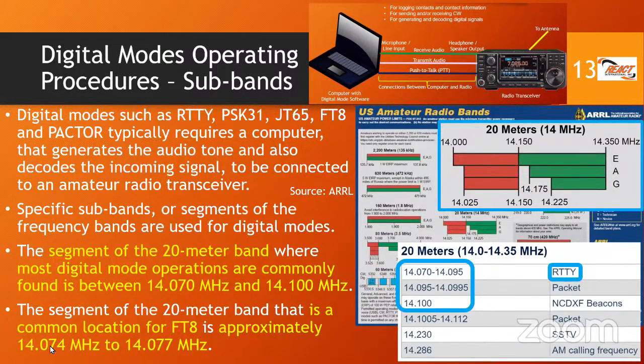14.070 is less than 14.074. So that means FT8 starts a little bit into the band, but it stops at 14.077, which is before 14.100. So hopefully that point is taken, that this frequency range is in the middle of this general range where you can find digital mode operations, and FT8 is a digital mode.